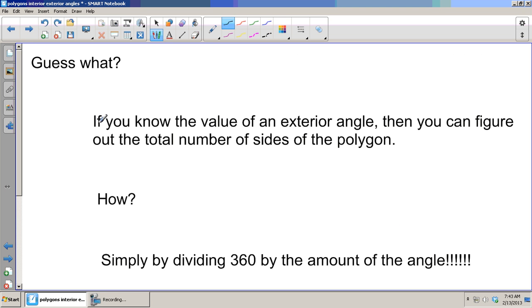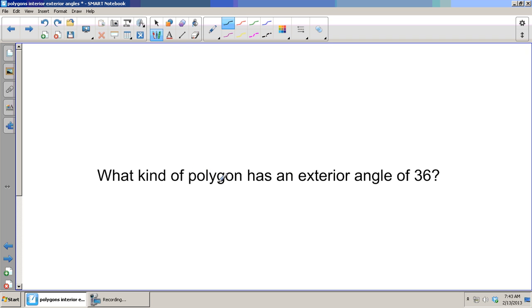Pretty simple stuff. You can also figure out how many sides a polygon has if you know an exterior angle. If you got that exterior angle, you just take 360 and divide by that angle, and it'll tell you how many sides it has. For example, this says what kind of polygon has an exterior angle of 36 degrees? Well, I would go 360 divided by 36. That gives me 10. So that means this polygon would have 10 sides, which is a decagon. So that's how we would do those.